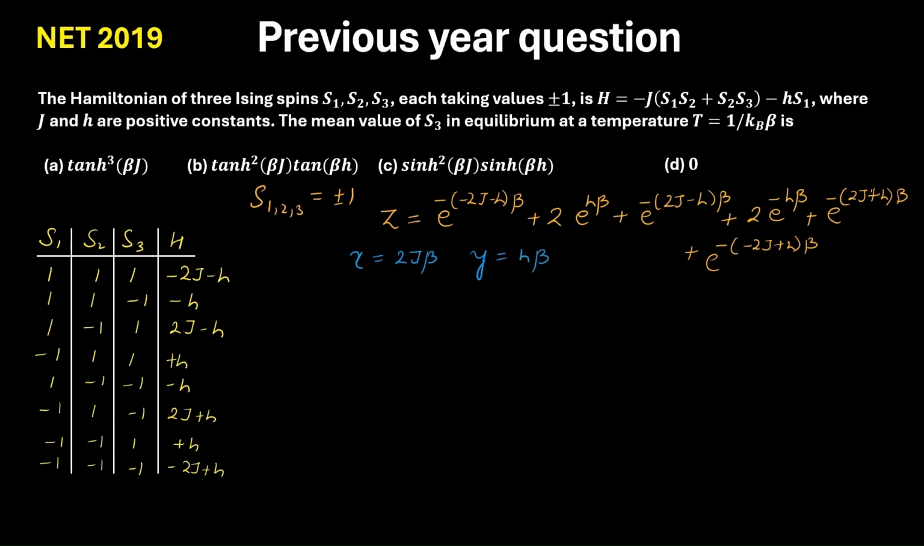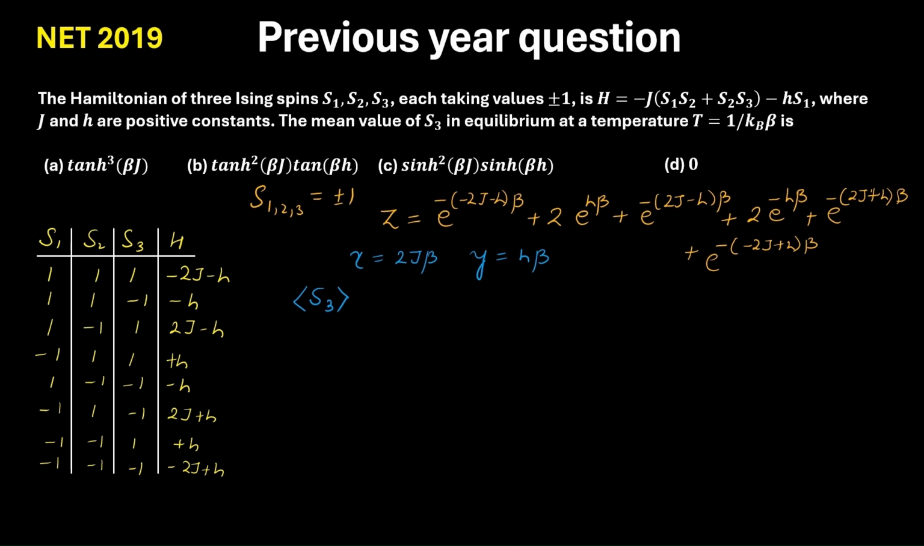This will be handy if you substitute x and y. Now, what about the mean value of S3? Here in this S3 column, we can see that S3 can take either plus 1 or minus 1. In this configuration, when it is taking 1, the corresponding energy is this. But here, when it is taking 1, the energy is different, right? So we will write all the possible combinations.